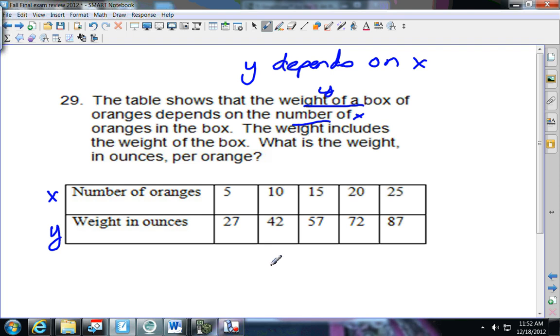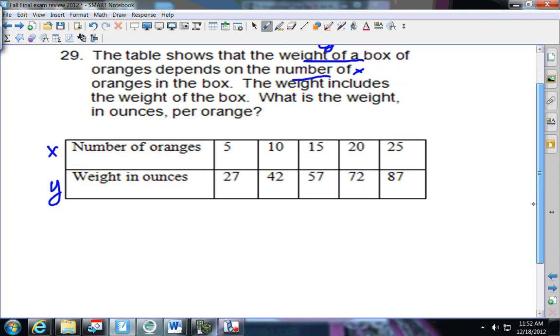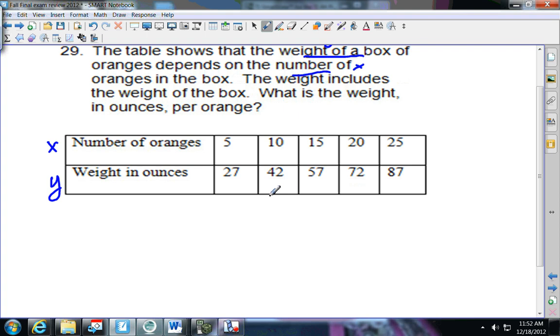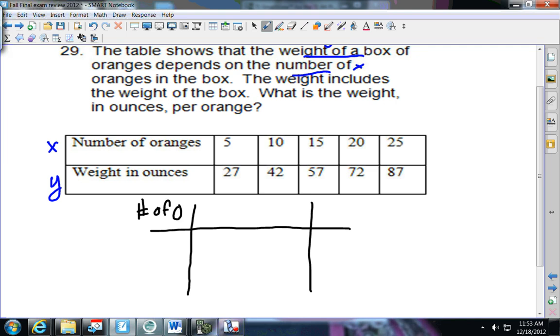Okay, so what I need to do is I need to find the equation, because per orange. Sometimes it's hard for me to see the tables when they're written like this. So I'm going to turn it around where we're used to writing our equations. And right here, I've got my number of oranges, and I've got the weight. I've got 5 and 27, 10 and 42, so I'll just start with those two right here.